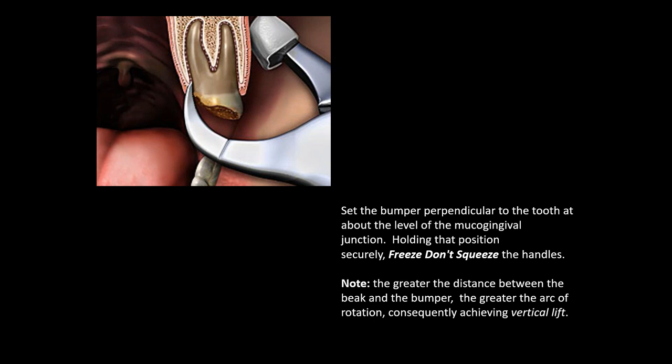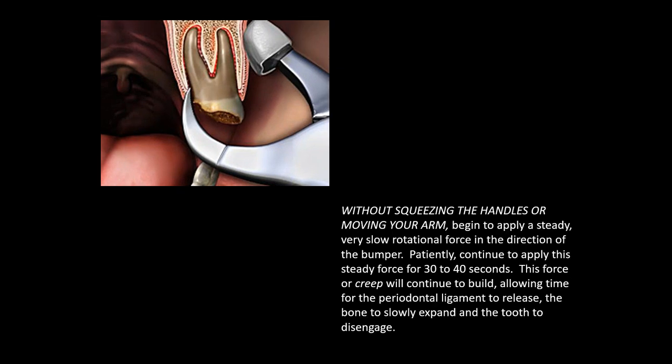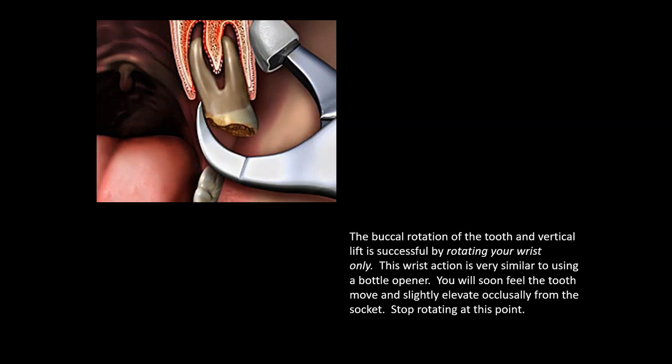So once we've positioned the beak and the bumper, we want to do a small rotational action using a wrist action without squeezing heavy. You want to squeeze enough that the forceps isn't going to open up as you try to rotate along the bumper, but you don't want to squeeze so hard like you do with traditional forceps that you break that buccal portion of bone. We don't want to break the buccal plate of bone. And as a general dentist who places a lot of implants, our goal is always to not break that buccal plate of bone. So the physics forceps is used in all our extractions to try to lever the tooth out as atraumatically as possible.